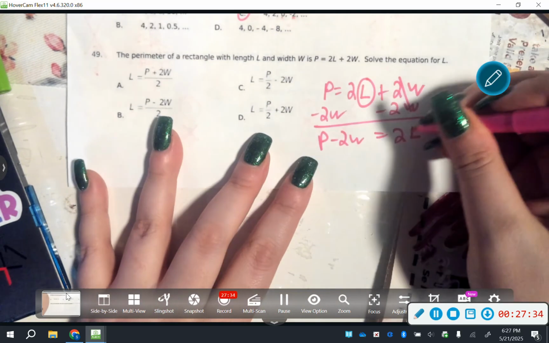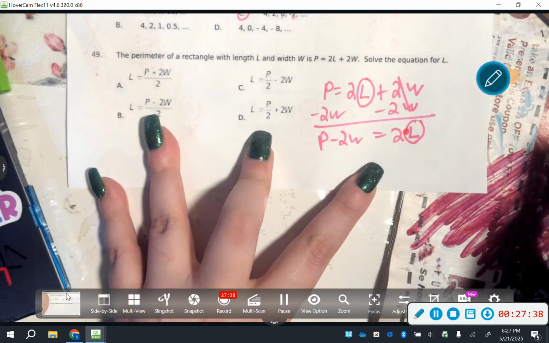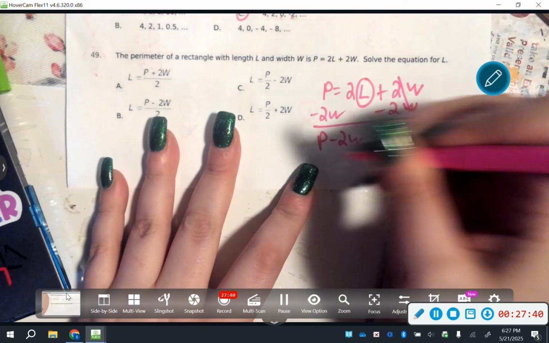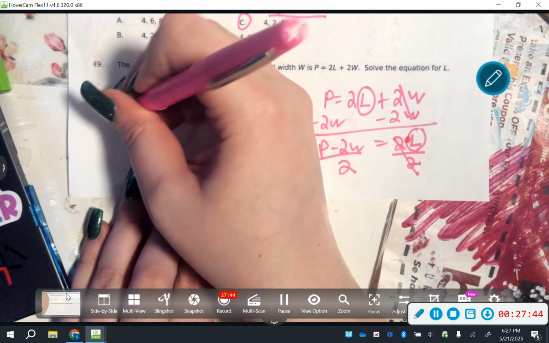We still need to get this L by itself. So this is 2 times L. The opposite of multiplying by 2 is dividing by 2. Our answer should be B.